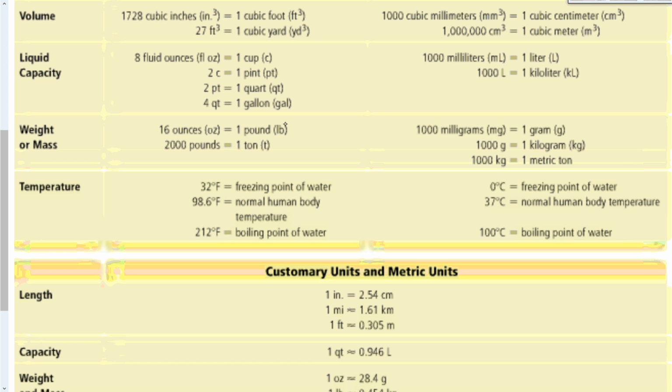Mass: 16 ounces in a pound, 2,000 pounds in a ton. Temperature: 32 degrees is the freezing point of water, 98.6 is normal human body temperature, and water boils at 212. Okay? So, weird numbers for freezing point and boiling point. Metric is a little bit better with Celsius because 0 is freezing, 100 is boiling. Nice and easy to remember.